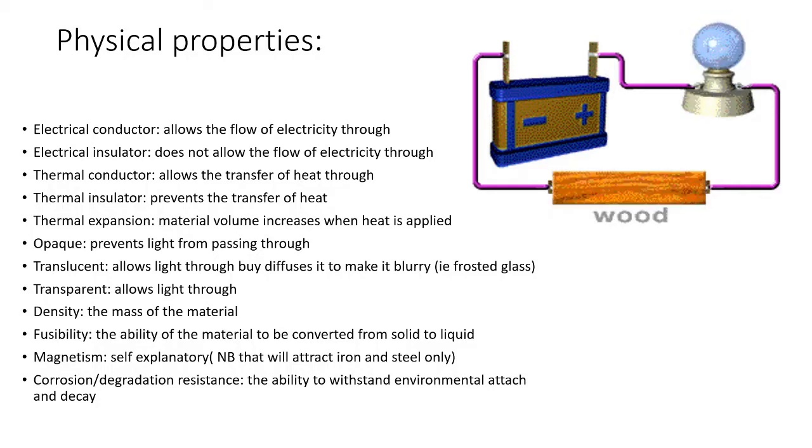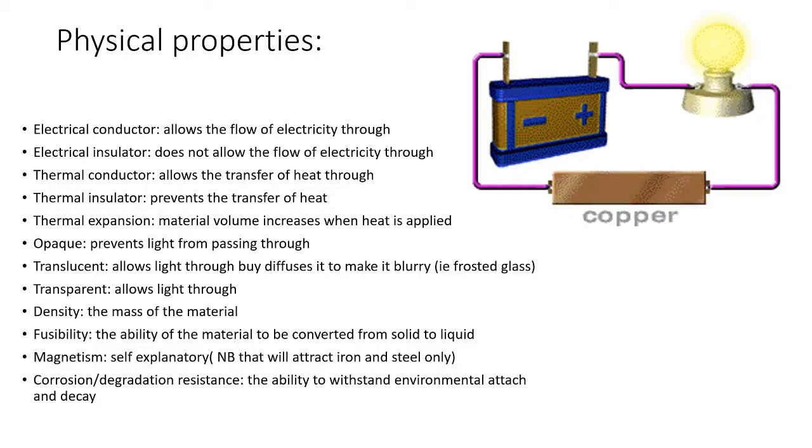Then you've got to do with light. Opaque is where light doesn't go through it at all. Translucent is where light will go through it, but it diffuses, so it breaks apart a bit and makes it blurry, like the frosted glass you have in your bathrooms. Transparent is where light goes through it, no problem. Density is the mass of a material. You do sometimes get questions in exam papers about calculating the density of a material. We will go through that in the maths content in a later video.